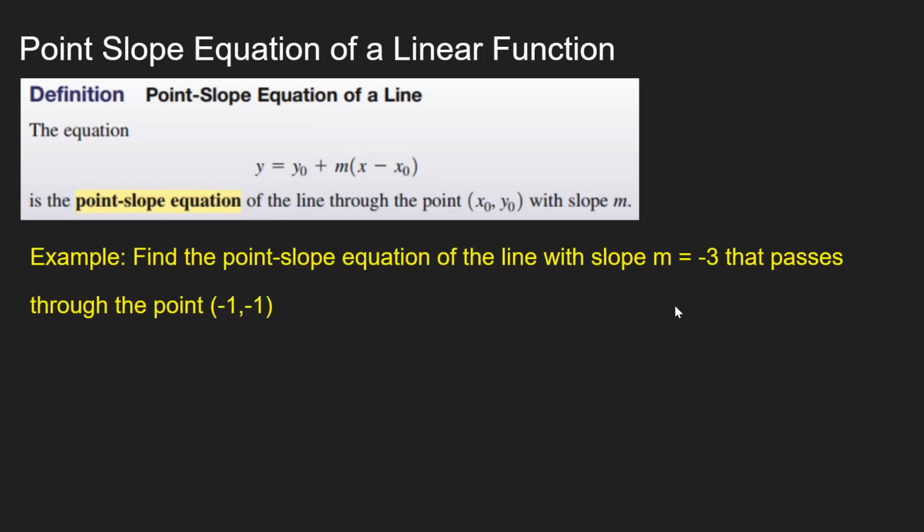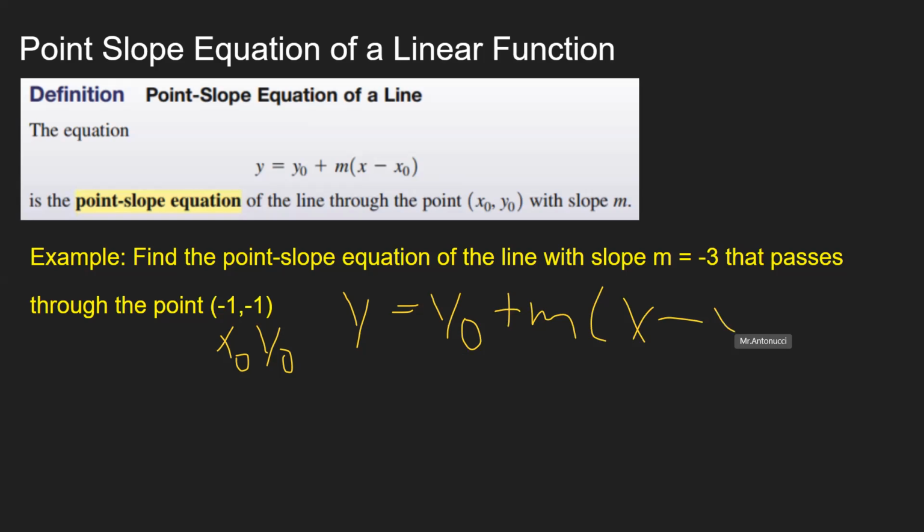So I want to find the point-slope equation of the line with slope m equals -3 that passes through the point -1, -1. So m equals -3. This is our x naught. This is our y naught. The form is y equals y naught plus m times x minus x naught.